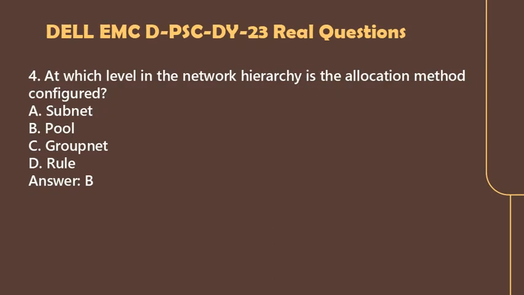4. At which level in the network hierarchy is the allocation method configured? A. Subnet. B. Pool. C. GroupNet. D. Rule. Answer: B.